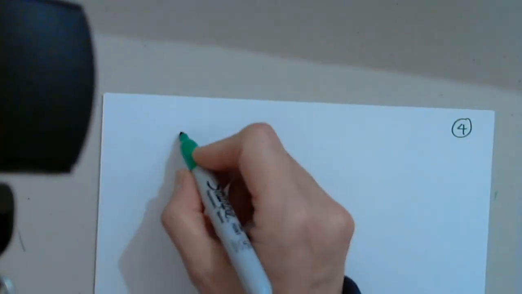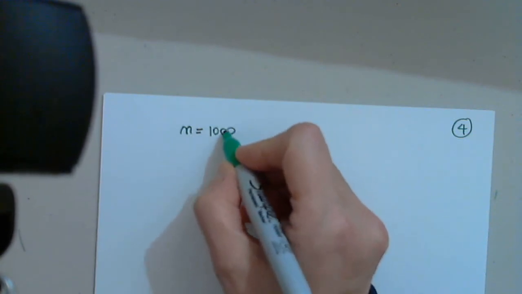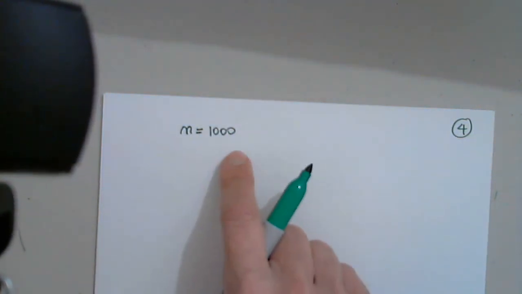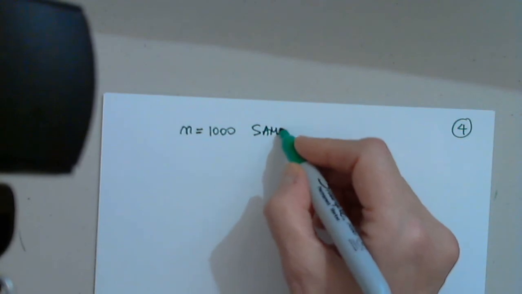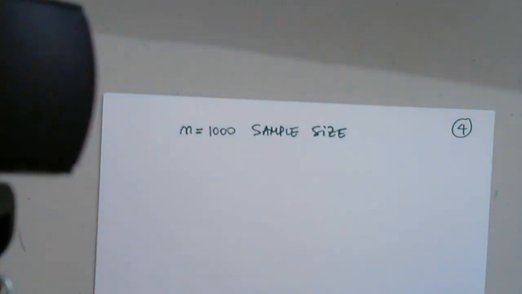Okay, so this problem is telling us about a survey of 1,000 adults. When I see that, I immediately denote n by 1,000. So this is definitely the sample size, of course. It found that 50% of the respondents favored a plan.